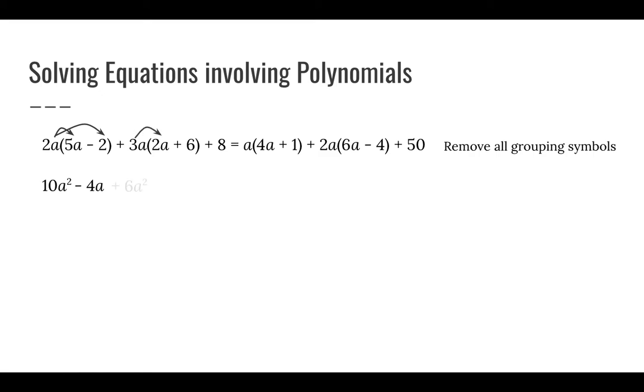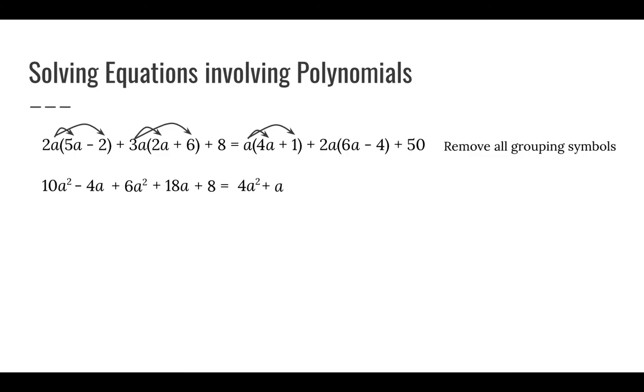Look at the second parentheses. 3a times 2a will give us positive 6a squared. 3a times 6 will give us plus 18a. And there is a plus 8 that's out there that I'm not able to distribute, so I'm just going to carry that down and leave it with that left side of the equation. And I'm going to move over to the right side. A times 4a will give us 4a squared. A times positive 1 will give us positive a.